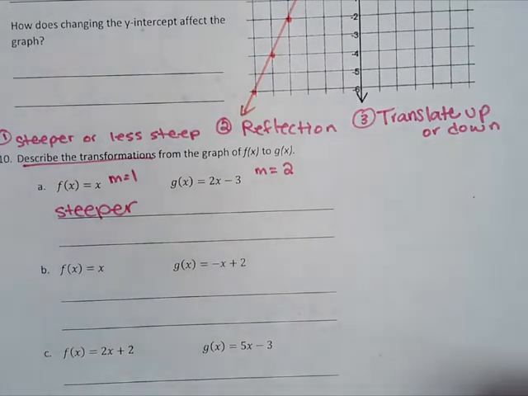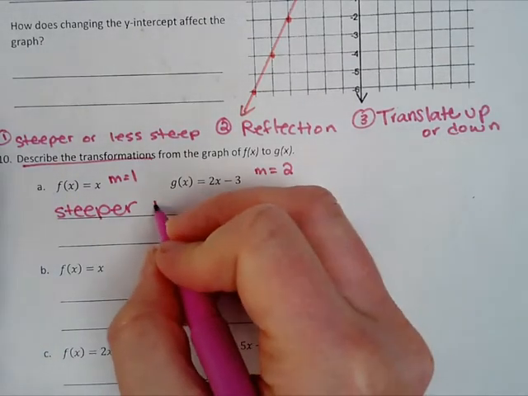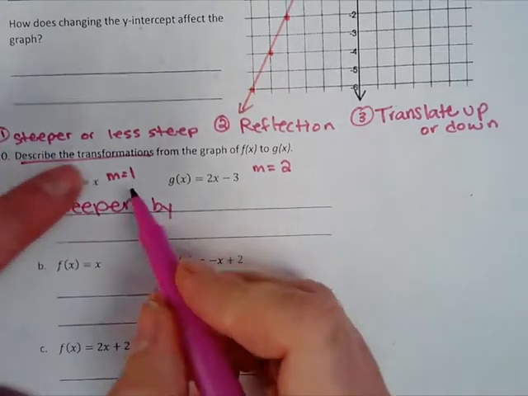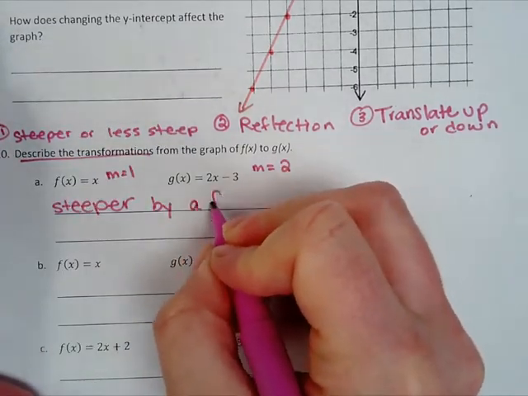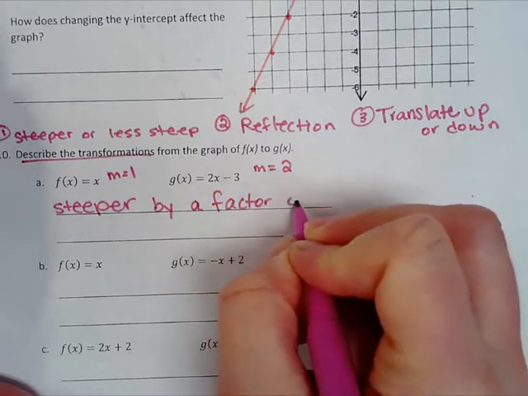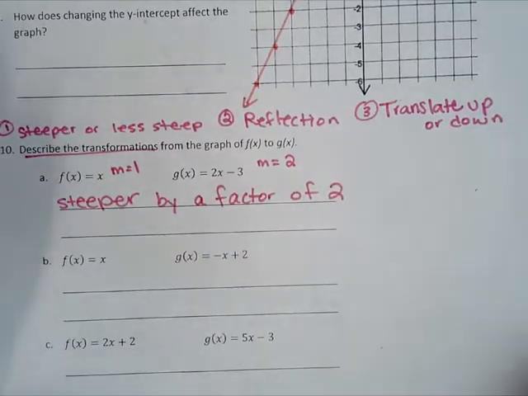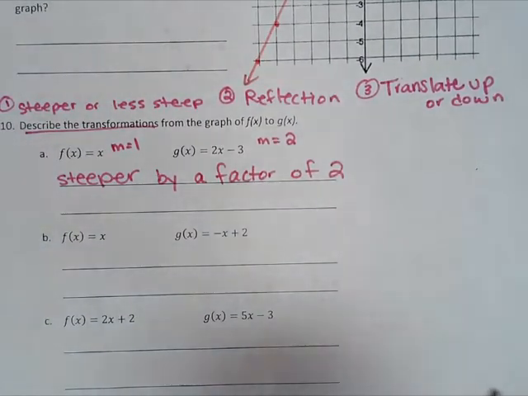By what kind of factor? What would you multiply this by to get that? Yeah, 2. Can we just put steeper by 2 instead of factor? Yeah, you can. I put slope is changed by a factor of 2. Yes, and then out to the side, just put steeper.